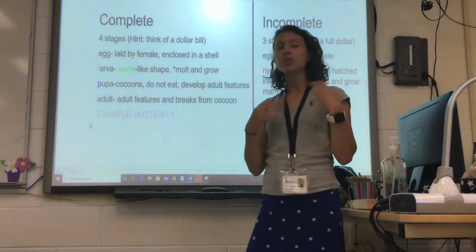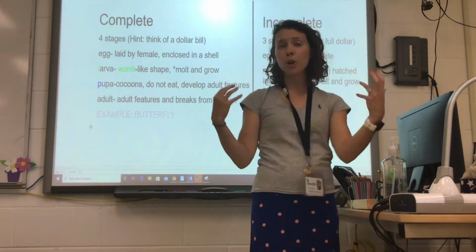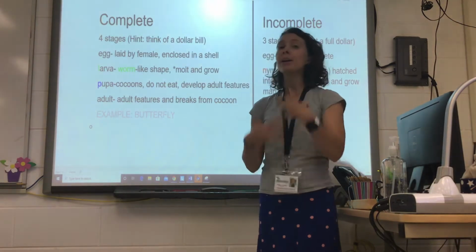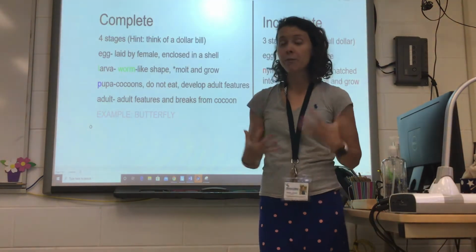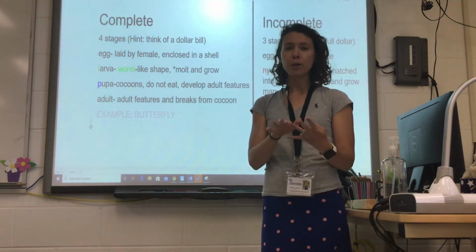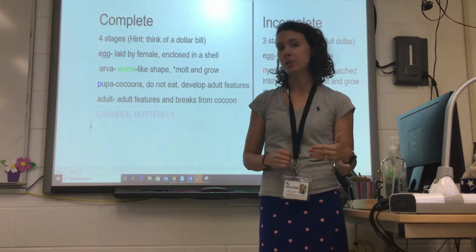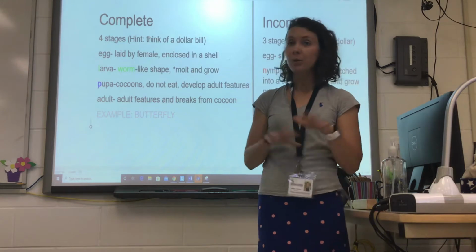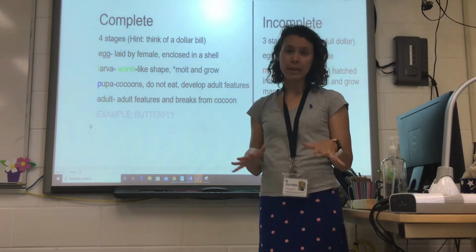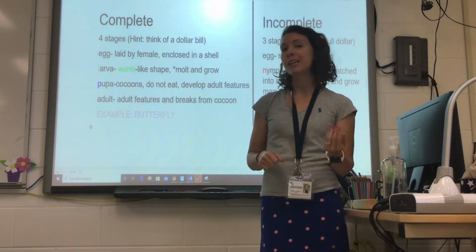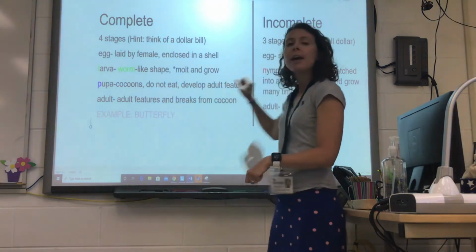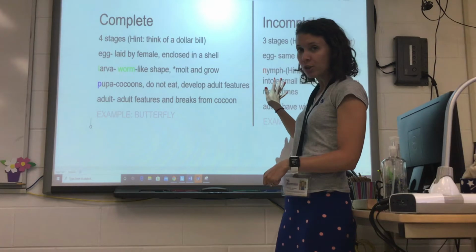I like to think about a dollar bill. In order to have a full dollar, how many quarters do you need? You need 4 quarters. So when I think of complete metamorphosis, I want that full dollar. I'm going to need my 4 quarters, so this is where you have 4 stages. Incomplete metamorphosis is like an incomplete dollar. We do not have 4 stages. Incomplete only has 3. So complete is 4 stages, and incomplete is 3 stages.